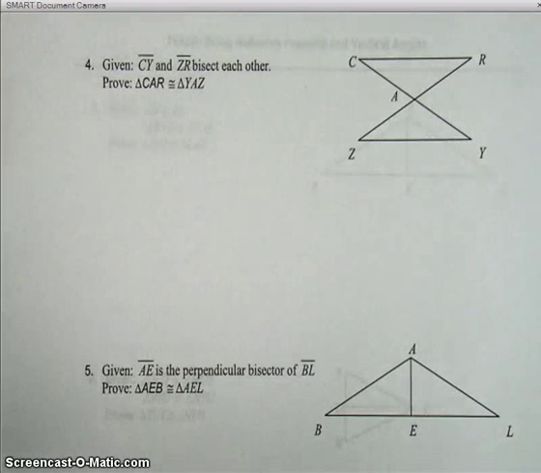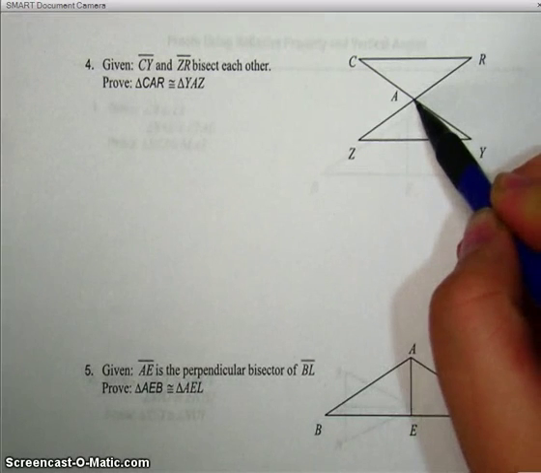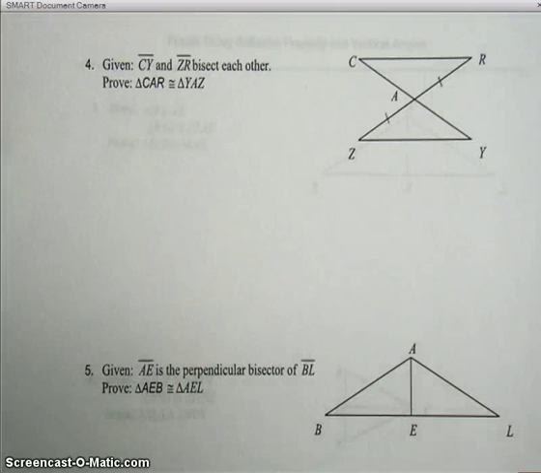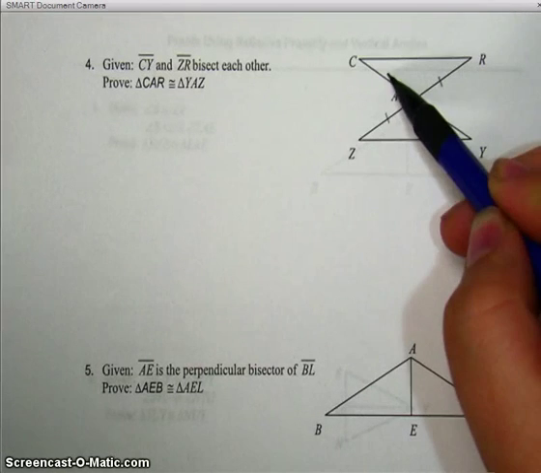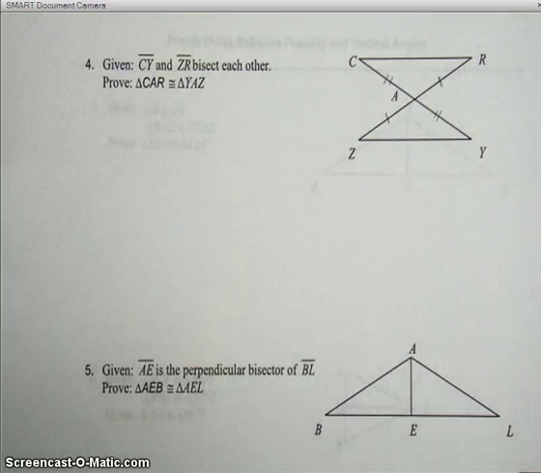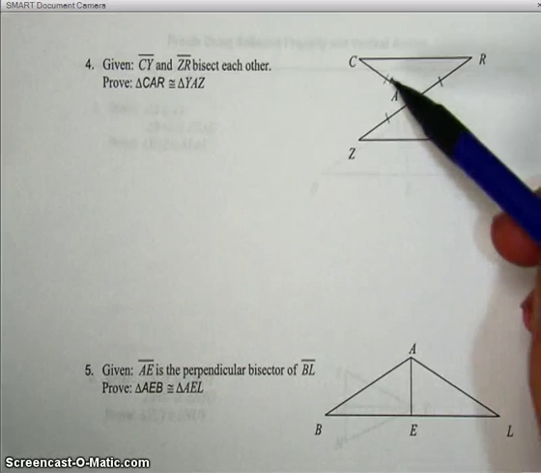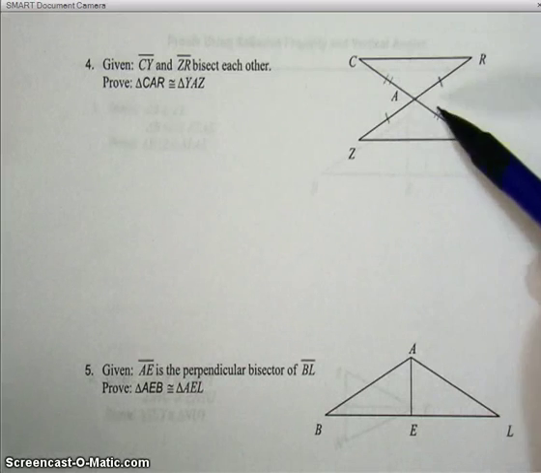Alright, so since they bisect, that's the same thing as if we were to say CY bisects ZR and ZR bisects CY. So if we come to ZR, we know that this is the midpoint, so we know ZA and AR are congruent. Then we can look at CY and see that A is also the midpoint because it is bisected by ZR, so we can make those congruent. Now it's important to keep in mind that we don't know that all four of these are congruent. We only know that it's the midpoint on each segment.